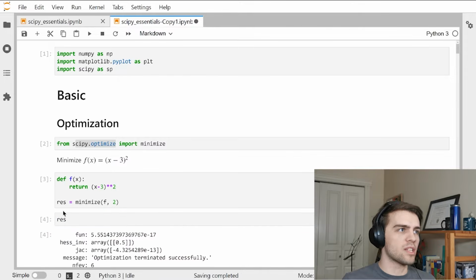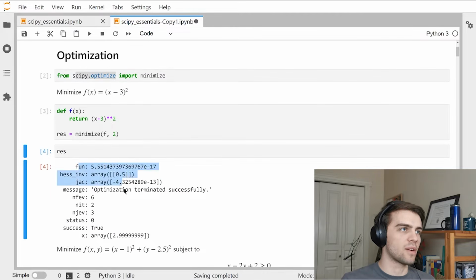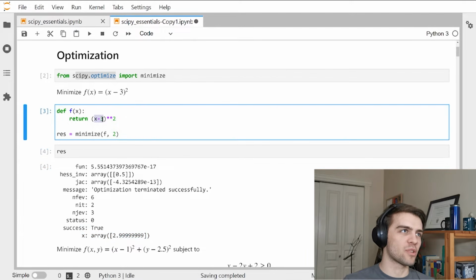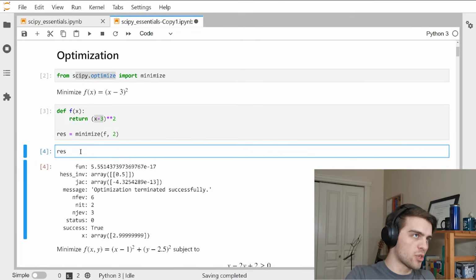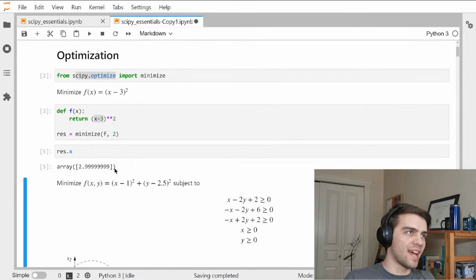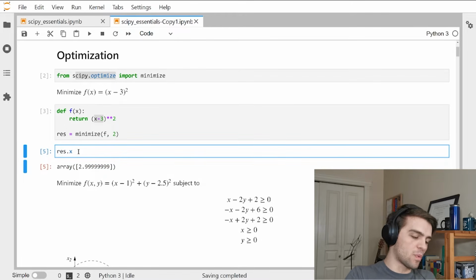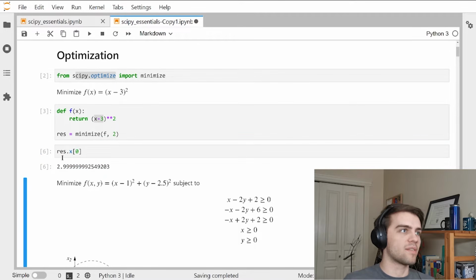If I look at the object res, it actually contains a lot of information. It contains the value of the function. So it says the minimal value of the function is basically equal to 0. It's 5 times 10 to the negative 17. There's some stuff here, but the main thing at the very end is x, and x is equal to 2.99999. So it's basically found that the minimum is 3, and of course that's sort of obvious just by looking at the function. If I want to get just that information, I can go res.x, and it returns it in an array, and there's a reason for that, which you'll see in future examples. But if you just wanted x, of course, you could take the 0th element of that array to get the value.